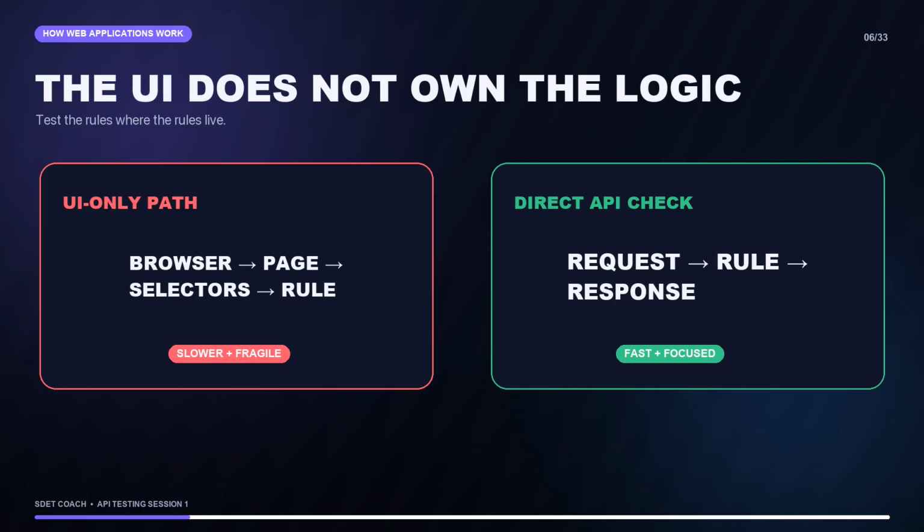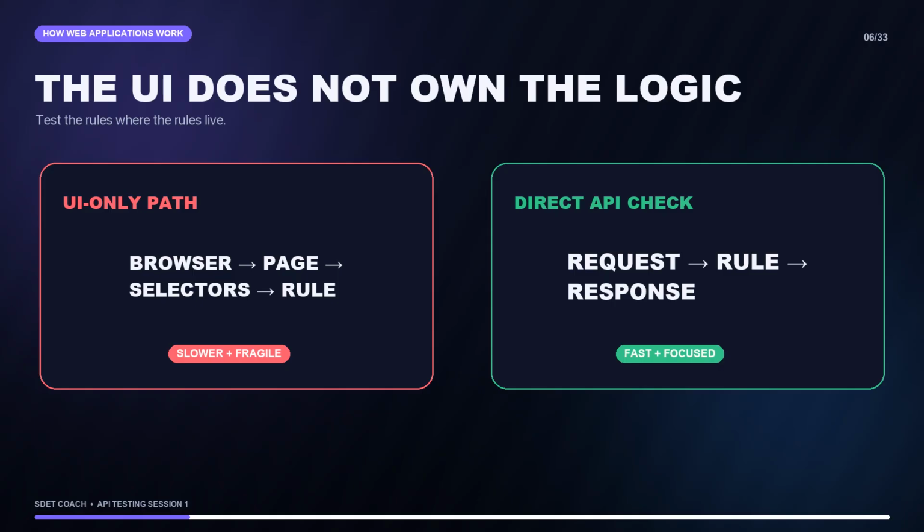Imagine a rule that rejects an invalid postcode. A browser test has to launch a browser, wait for the page, locate fields, type values, click a button, and wait for rendering before it can observe the rule. An API test can send the same invalid value directly and receive the error in a fraction of the time. The API test is less likely to break because a designer moved the button.